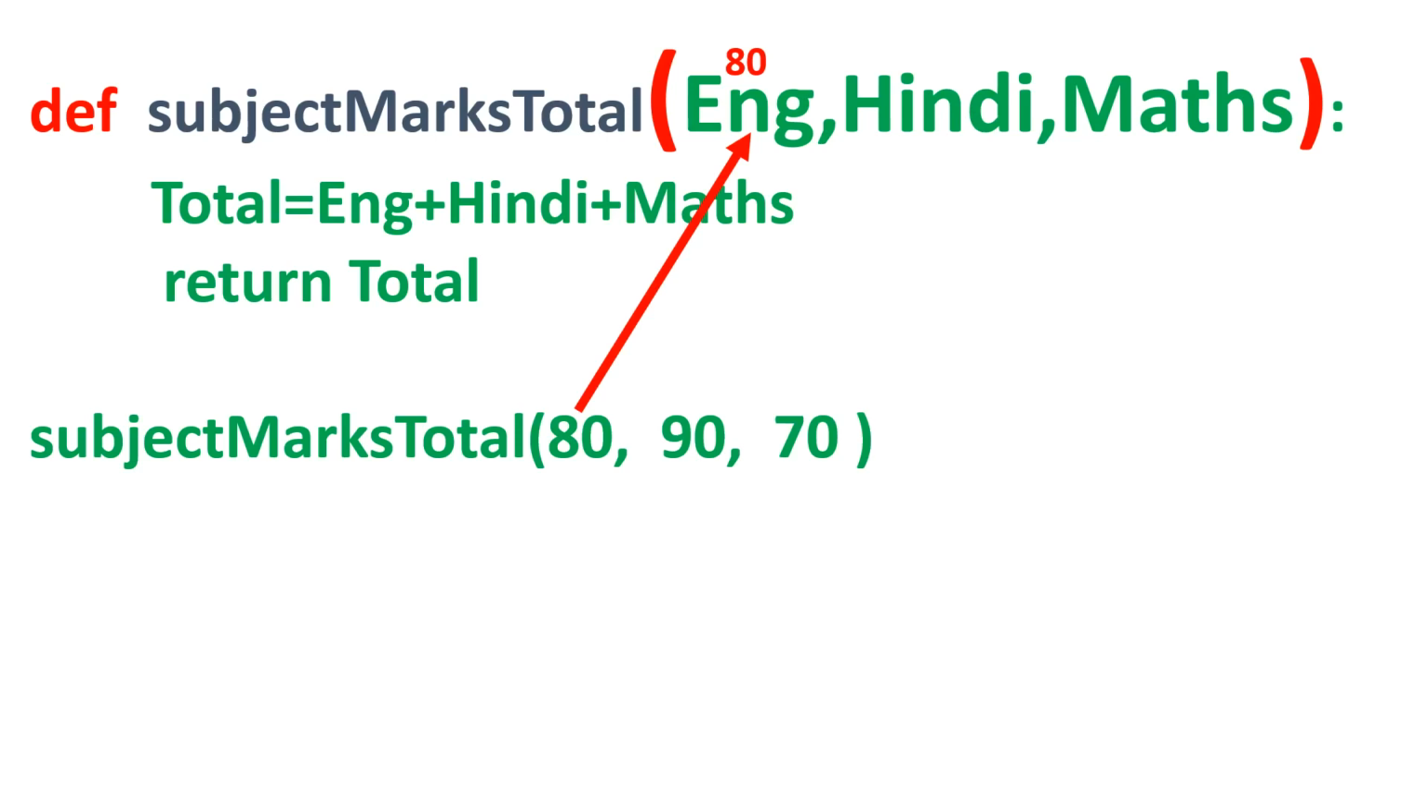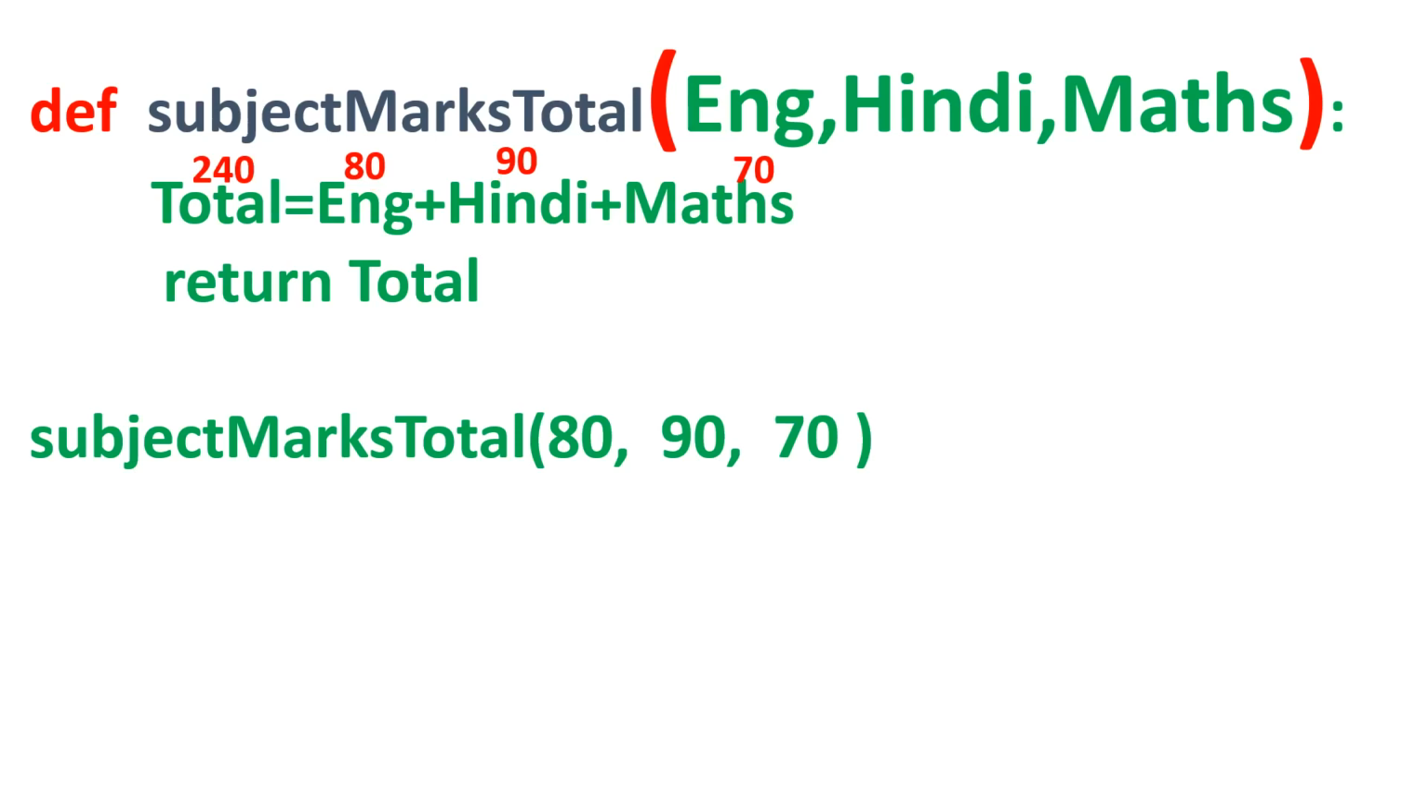Let's understand it. First of all, it will send the value 80 to the ENG argument, then the value 90 to the Hindi argument, then the value 70 to the maths argument, and these values must be the same as the number of arguments. So we have given 3 values because we have taken 3 arguments. Now 80 has been stored into ENG, 90 into Hindi, and 70 into maths. And now the compiler will calculate the total. The total will be stored into the total variable.